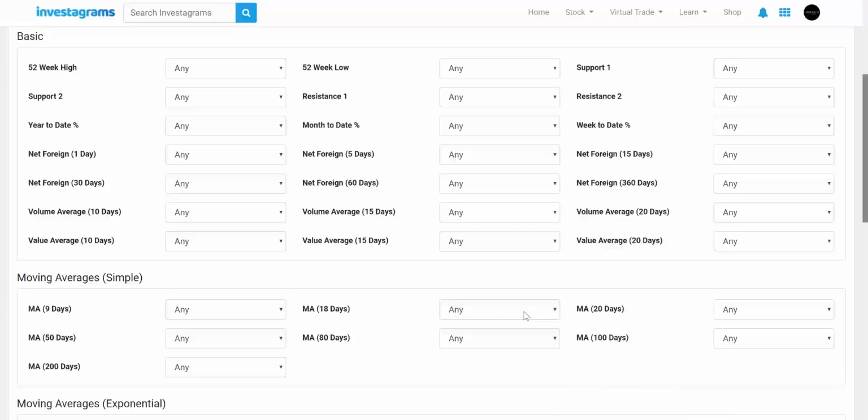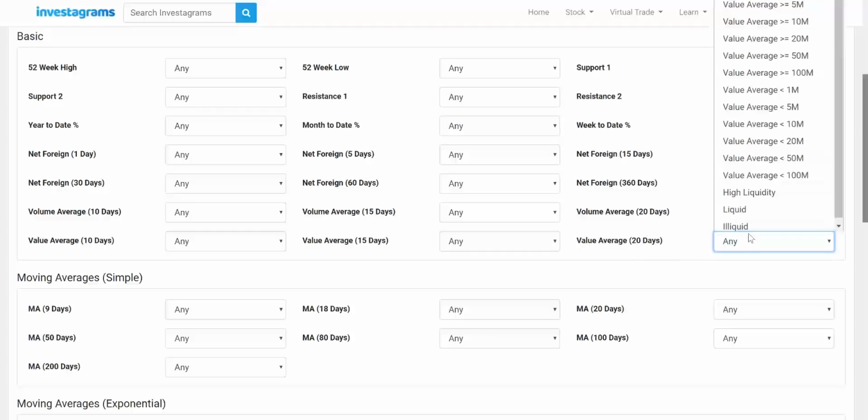Once you're here, you could select the value average depending on the time frame that you want to monitor. So right now we have 10 days, 15, and 20. So just to capture more time frame or more statistics, we're going to choose the value average 20 days. And then to have a basic gauge of which stocks are actively traded and not so illiquid, we could select value average must be greater than or equal 10 million.